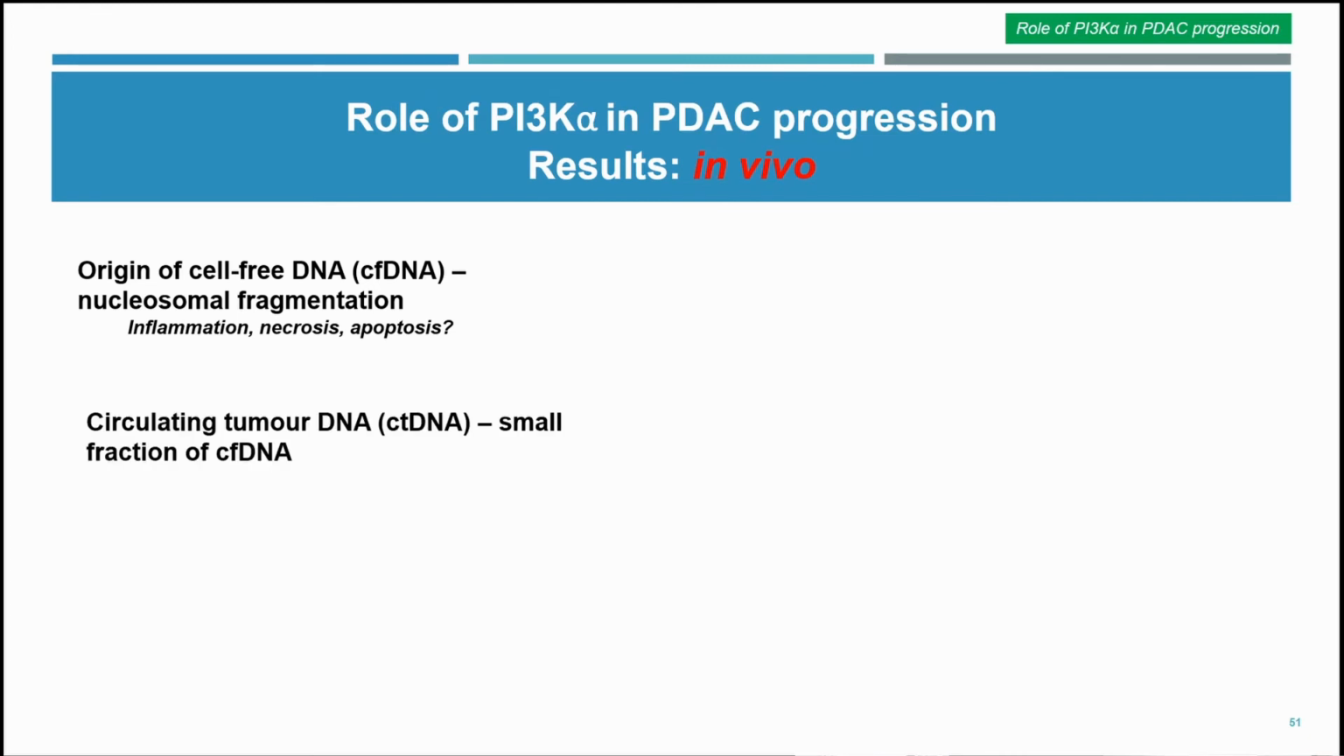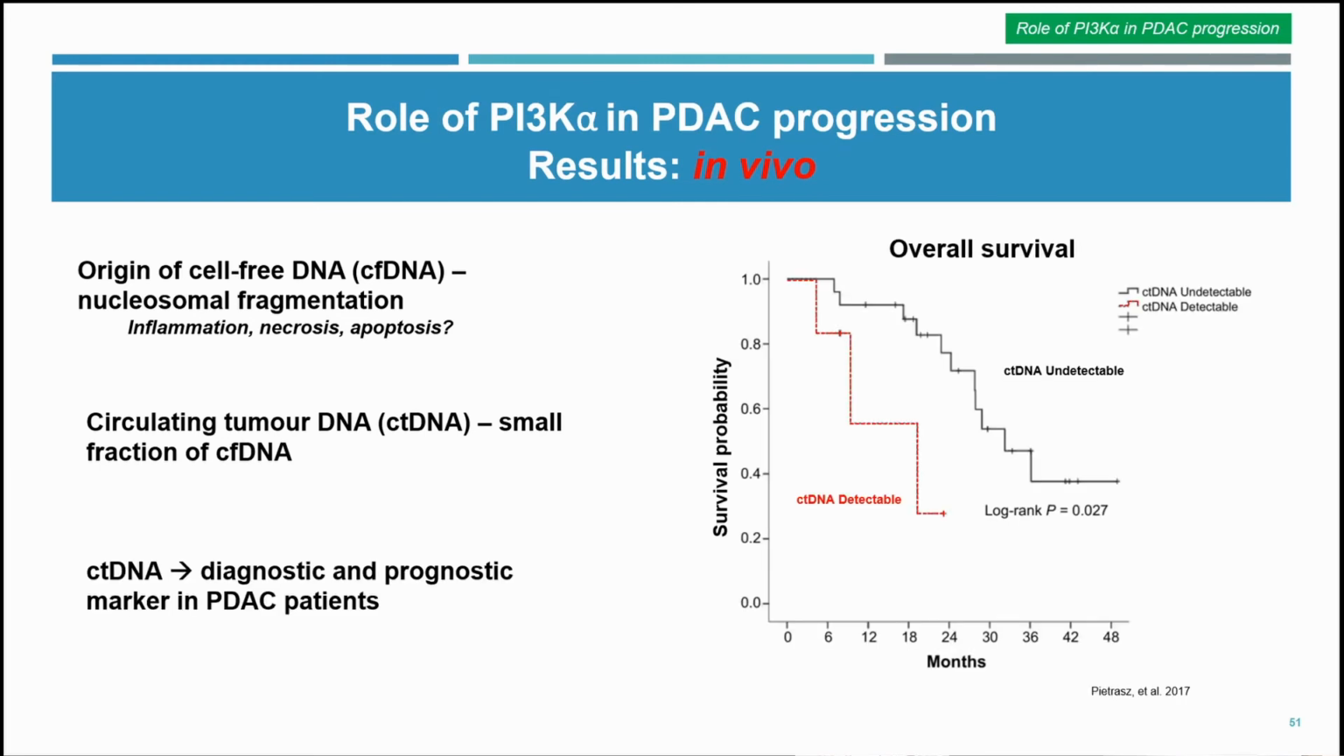There is a small fraction of cell-free DNA known as circulating tumor DNA, which is thought to come from cancer cells. In pancreatic cancer patients, detectable levels of circulating tumor DNA are correlated to a worse prognosis and are sometimes considered a sign of micrometastasis.